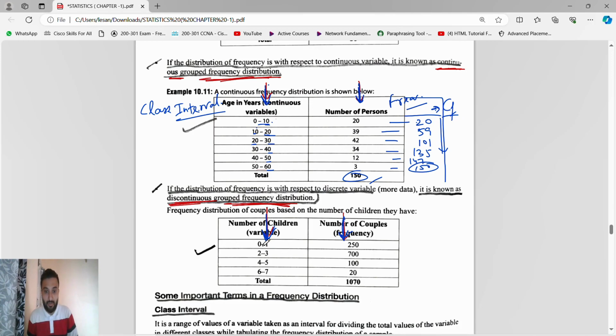And discontinuous means, see, 0 to 1, 2 to 3, 4 to 5, 6 to 7. We stop at 1 in 0 to 1, and we start from 2. There is a discontinuity.